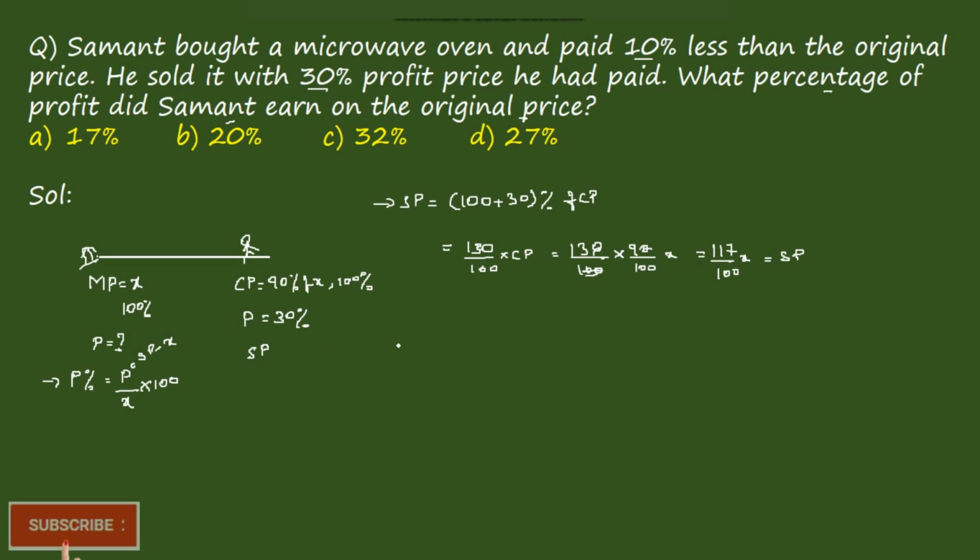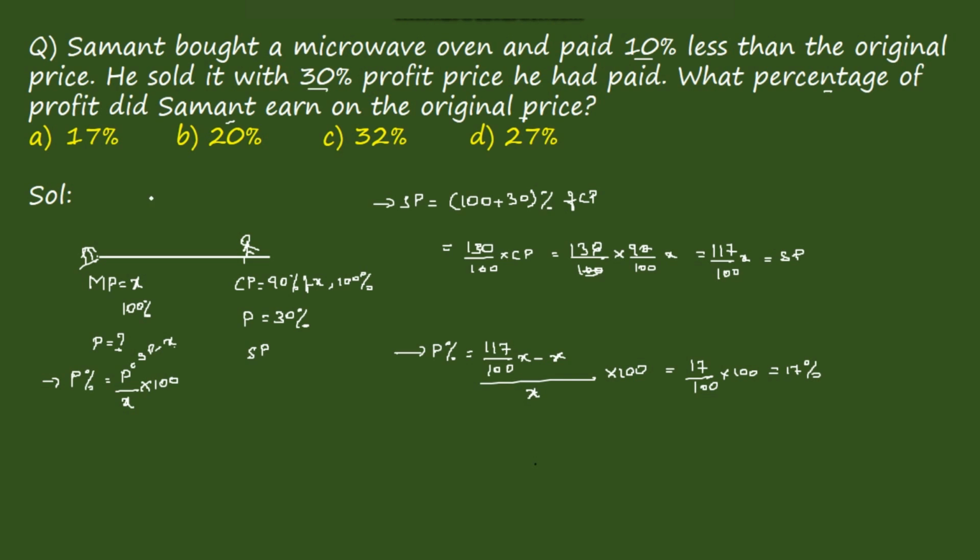What is the profit percentage? We just have to find the profit percentage. We know it is the selling price minus x, so it becomes 117 by 100 x minus x, whole divided by x, into 100. Taking x common, all the x cancel. Taking the LCM and subtracting, it becomes 17 by 100 into 100, which is 17 percent. So the profit percentage is option A.